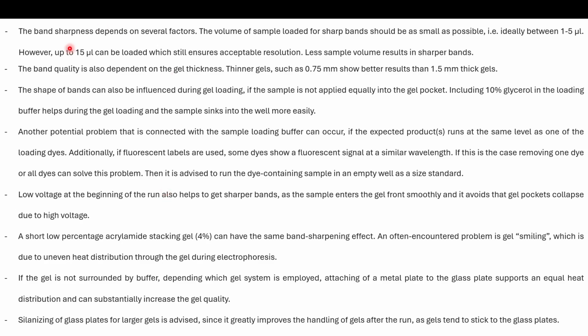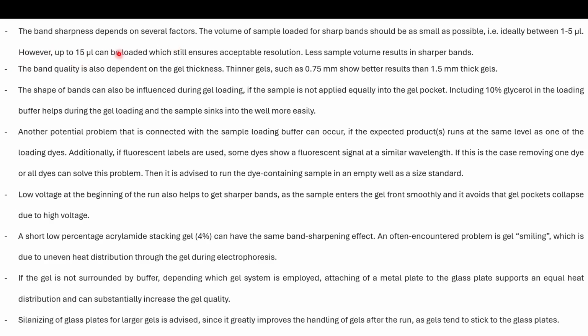Now let's go through the slides one by one. So especially in case of urea PAGE, the band sharpness depends on several factors. Some of the things that we will be discussing in this slide will apply in general to all kinds of electrophoresis. Okay. So the band sharpness can depend on several factors, like the volume of the sample loaded. To get a sharp, crisp band, the volume loaded should be as small as possible, that is ideally between 1 to 5 microliters.